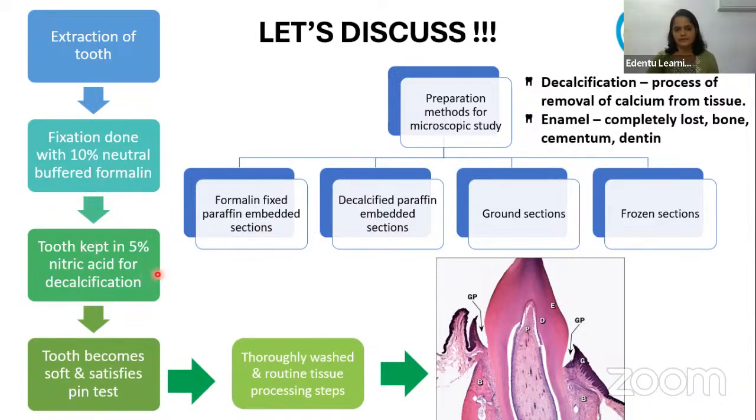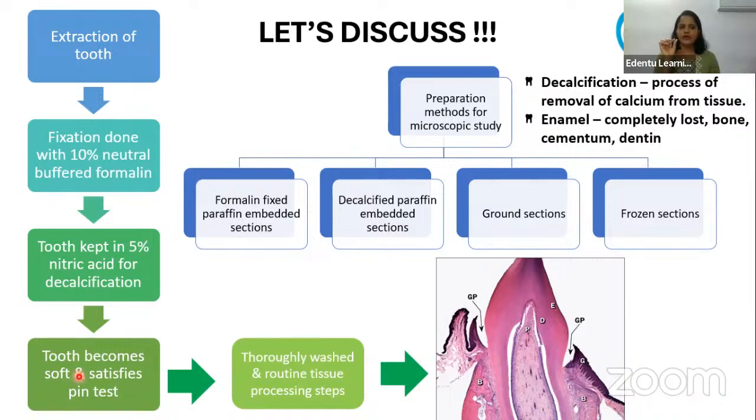5% nitric acid. These acids are usually the agents that we use for decalcification. Usually used is the 5% nitric acid, and what we do is we keep the tooth in this nitric acid and we change the acid daily. Now, after 5 to 6 days or 1 week, once the whole calcium is lost, this tissue will become very soft.